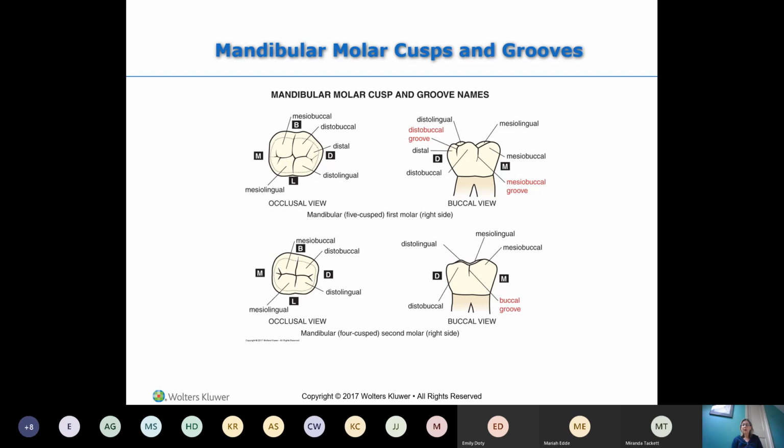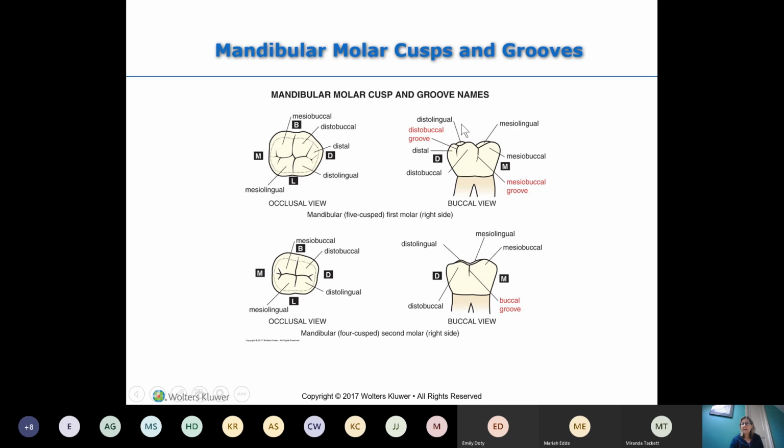So now we're going to look at this buccal view of the same tooth. This is a mandibular first molar. We're looking at the buccal view. We see this little distal cusp right here. So we've got our mesial buccal, our distal buccal, and our little distal cusp. When we're looking at the grooves on the front of this tooth, we know we've got a mesial buccal groove closer to the mesial. We've got a distal buccal groove. It's closer to the distal. They're both on the buccal side.